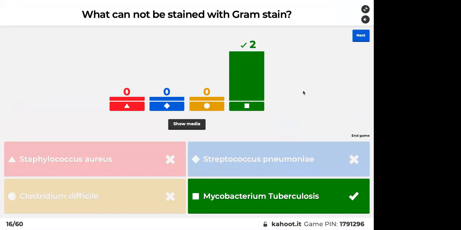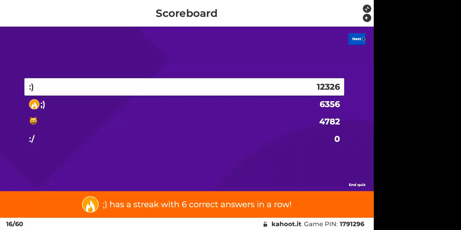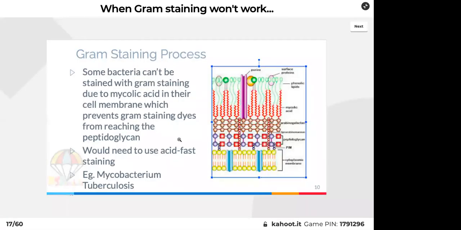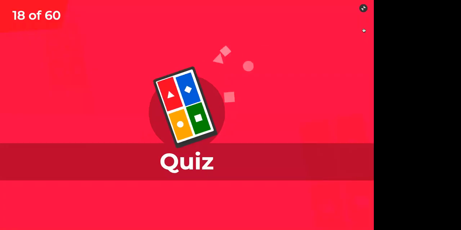Yep. So the rest of the ones that have been listed here are gram-positive, but Mycobacterium tuberculosis is not, because it has mycolic acid in the cell wall, which prevents that gram staining. So instead, you would use acid-fast stain, which is here. And that's just a little diagram of what it looks like. So that's the mycolic acid, and then the peptidoglycan is all the way down here. So you would have to use a different stain.